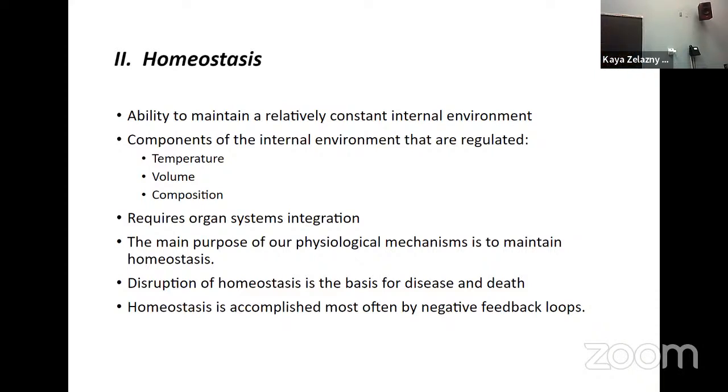If we disrupt homeostasis, if we disrupt this balance, if we suddenly have a temperature of 110, this is the basis for disease and death, right? If we seriously mess with these regulatory mechanisms, we can no longer regulate these properties, you're going to get really sick. So we need to pay attention to these feedback loops and understand how these organ systems are going to work together to maintain homeostasis. And that's a big focus of our course.